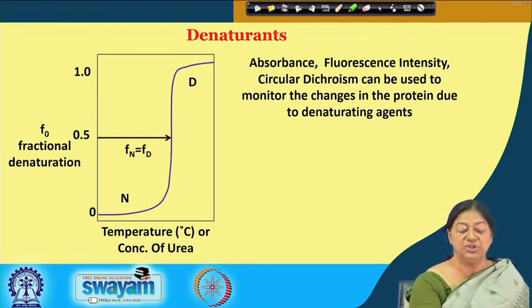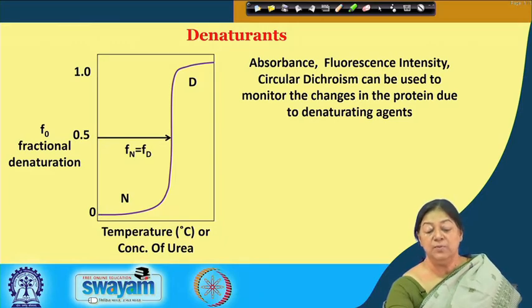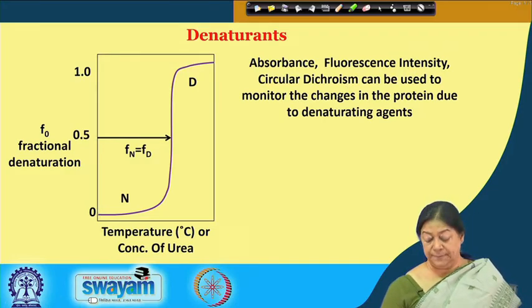So, we have a fractional denaturation. Whether it is temperature, whether it is the concentration of urea, what is going to happen? In the initial stages, there is not going to be any fraction that is unfolded, but gradually we are going to get to a completely denatured structure. So, what does this mean? This is the transition curve, and this will tell us we have 50% folded or 50% unfolded structure. And how can we monitor this? We can monitor it by absorbance, fluorescence intensity, circular dichroism, depending upon what kind of system we want to study.